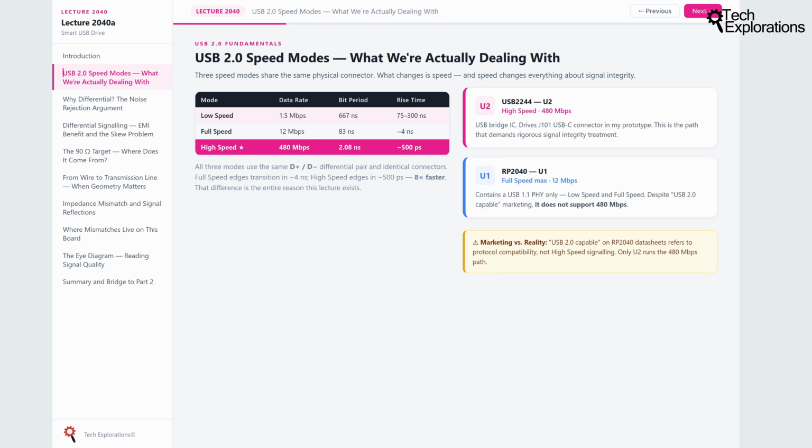in marketing. The high-speed path on this board runs entirely through the USB 2244 bridge to the USB-C connector that is used by the storage device. That's the path that demands rigorous signal integrity treatment.